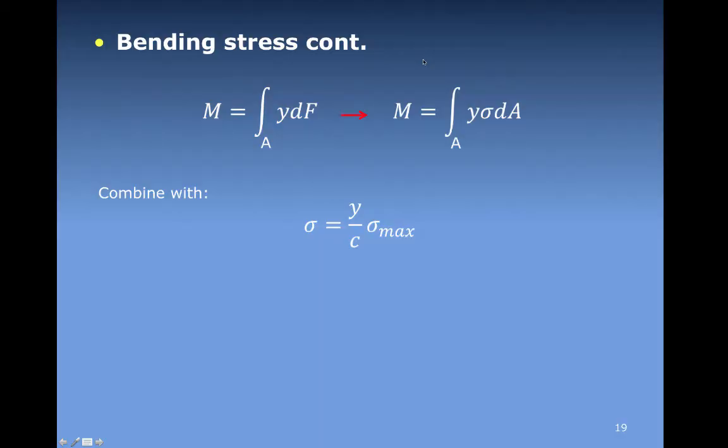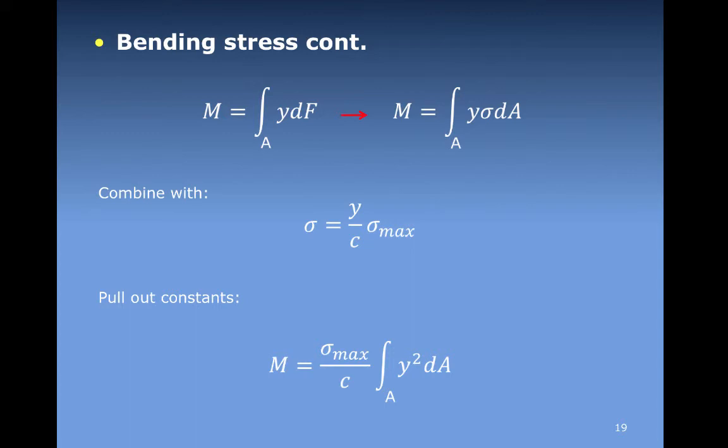If you remember, the stress in the beam is linearly proportional to the distance from the neutral axis and the maximum stress. Therefore, we can substitute this equation into the integral equation above, and we have the following relationship, which tells us that the moment is related to the maximum stress divided by the distance from the neutral axis to the surface of the beam multiplied by an integral.